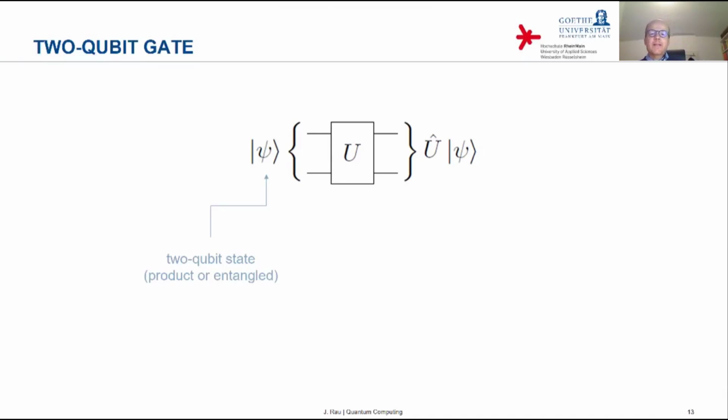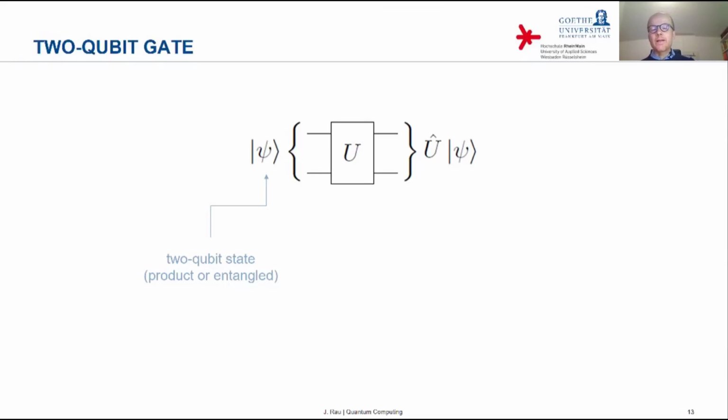The 2-qubit state that's coming in can be a product state. So each qubit individually is in a pure state, either a basis state or some superposition state, but they are not correlated. So we have a product state. There's a separate pure state for each qubit. But the input could also be an entangled state, like the Bell states that we discussed last week.